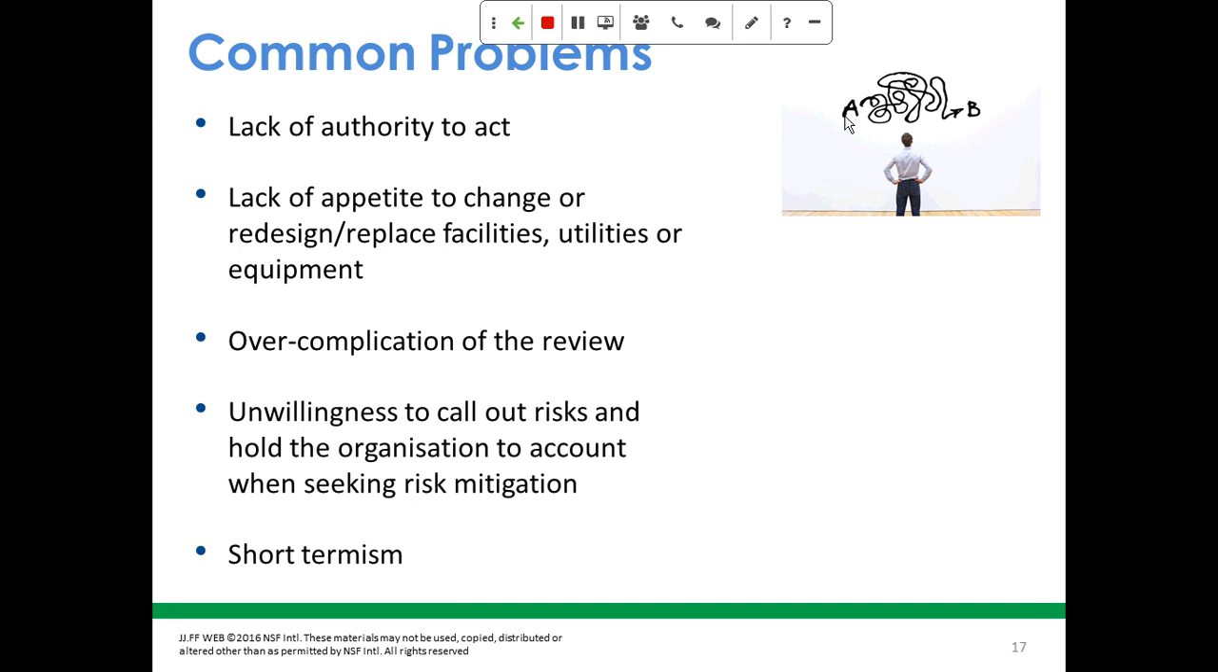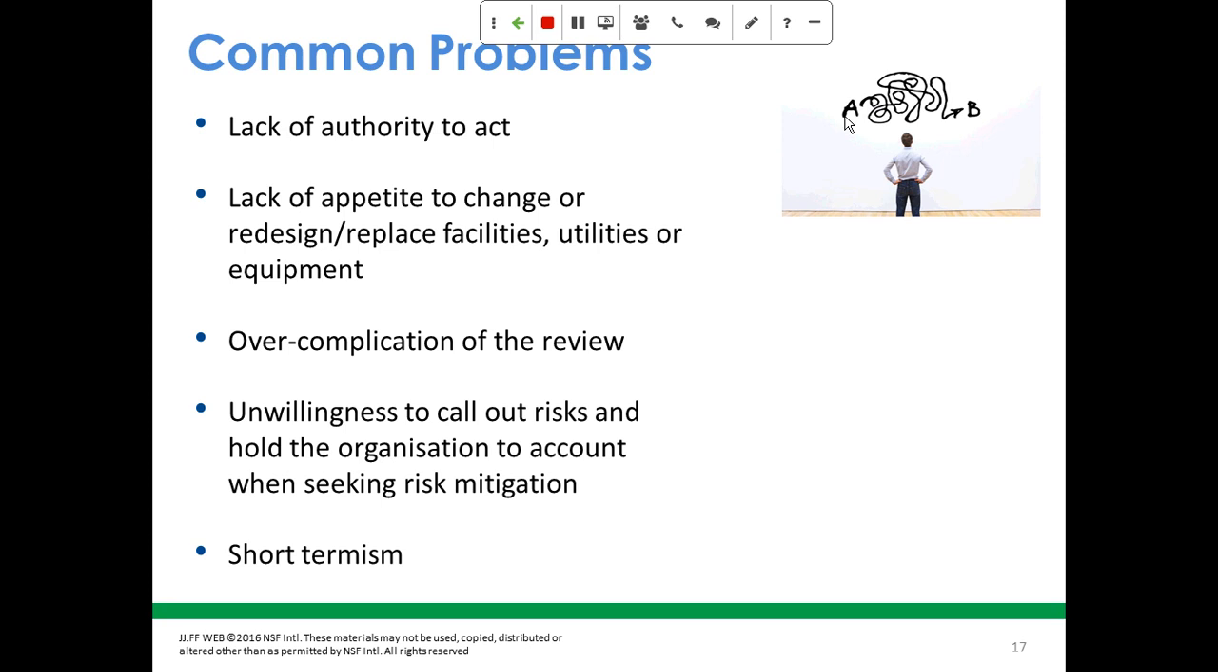There's also, we've seen in some quarters, a lack of appetite to change, that sometimes purely retraining, purely more checks, or purely more QC tests is never going to actually prevent a recurrence of that problem occurring. The problem needs preventing at source by a proper redesign or a replacement of facilities, utilities, or equipment. And we haven't always seen appetite to make those types of investment or make those types of changes. So therefore, people live with an unacceptable level of risk.